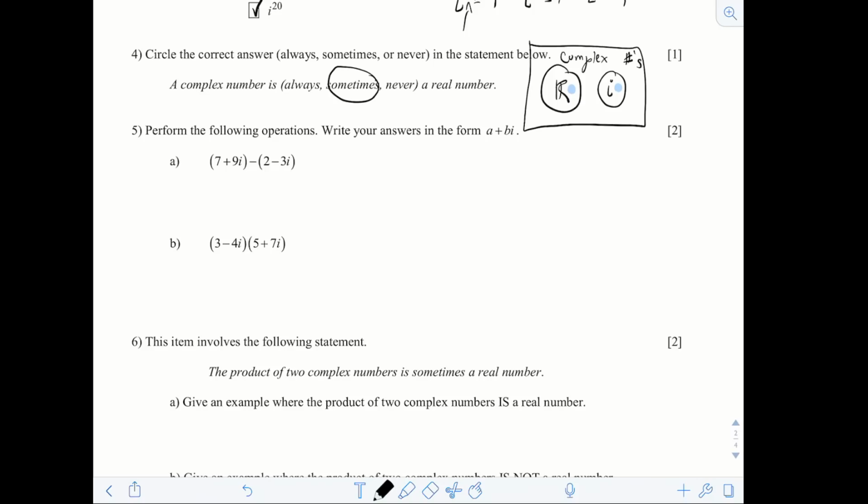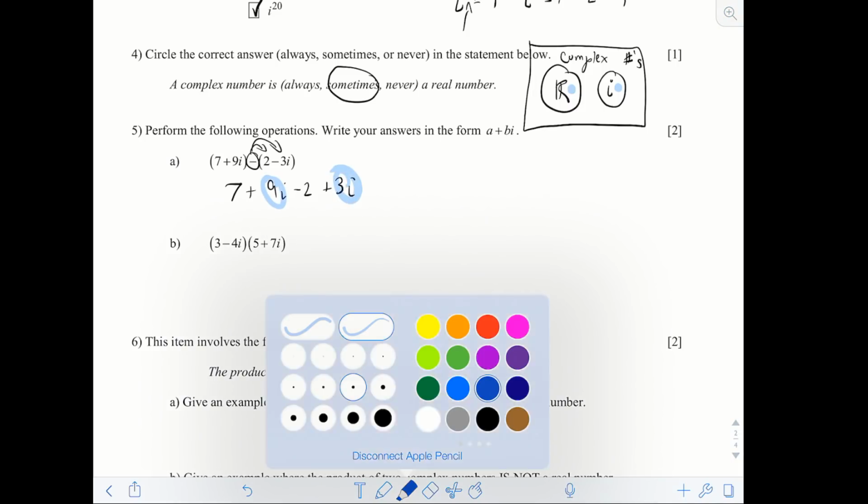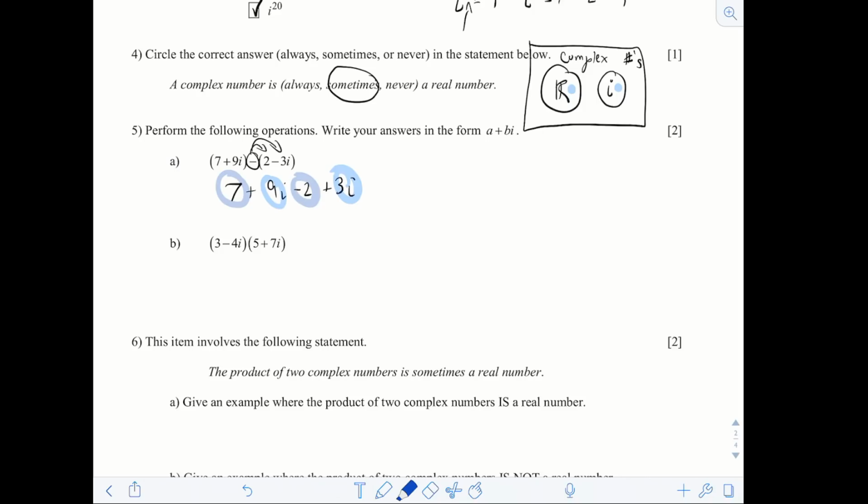Finishing this problem up. So perform the following operations. Whenever it's a subtraction, you need to make sure that you distribute the negative. So it'd be 7 plus 9i minus 2 plus 3i. Combine like terms, the 9i and the 3i. And we also have the 7 and the negative 2. So that gives us 5 plus 12i as my result.